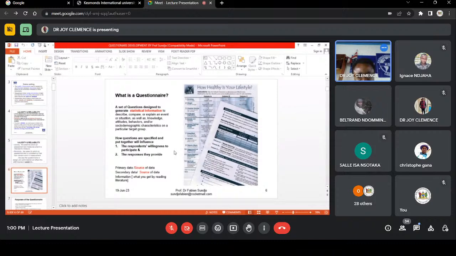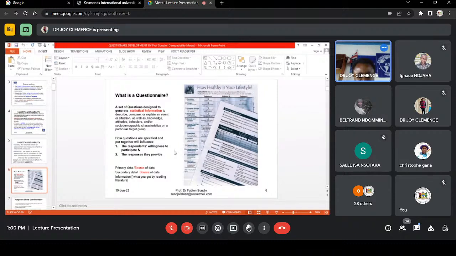I want to paint the picture. Generally, students will use the words primary data and secondary data, but that is not the right appellation. The real appellation should be primary source of data and secondary source of data. Sometimes students use information from literature and call it data.